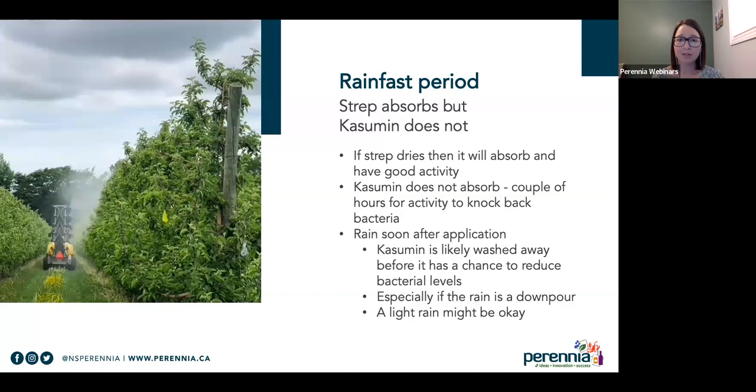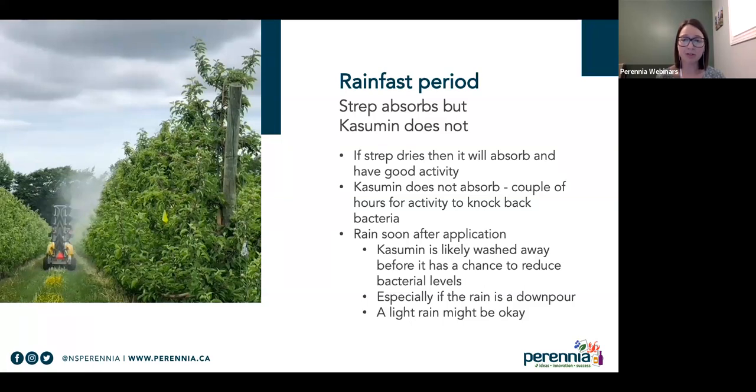Okay, the other difference between strep and Cassumin is related to their rainfast period. If streptomycin dries, then it's likely to absorb and have good activity. But in the case of Cassumin, it does not absorb because it's not partially systemic. So you want to make sure that Cassumin has a couple of hours to sit on the stigma so that it's knocking back the bacteria.